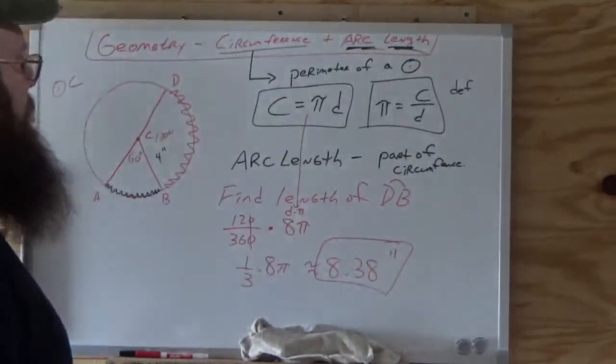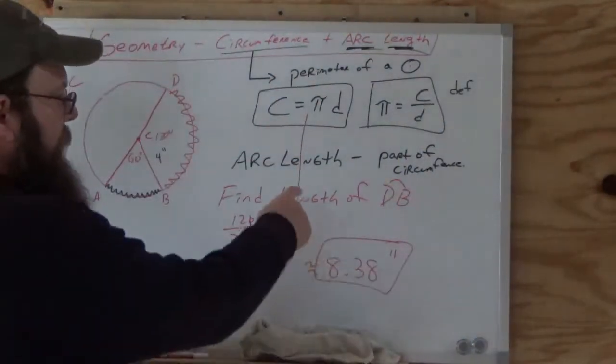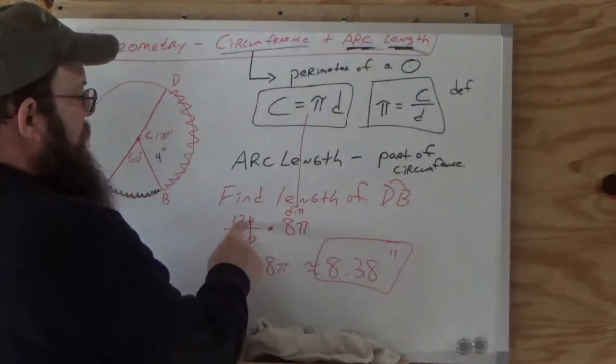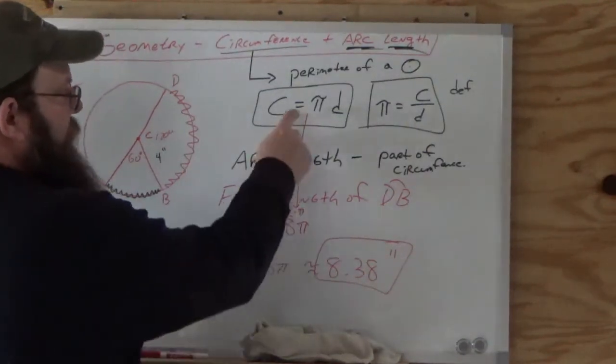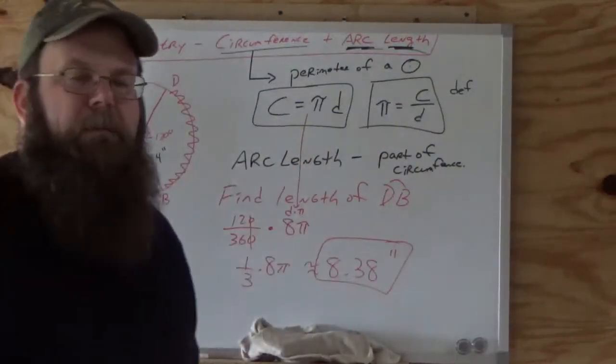So this is how you find arc length, circumference and arc length. The arc length, all you got to do is put this little fraction in front of the circumference. Circumference you've already done. Okay?